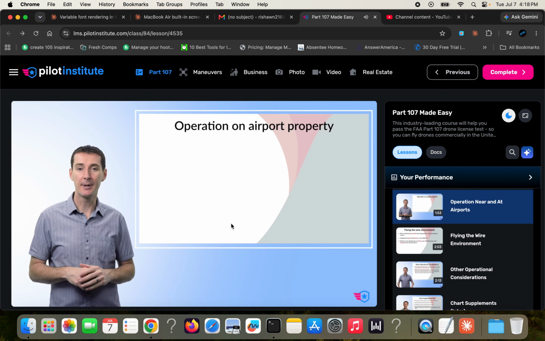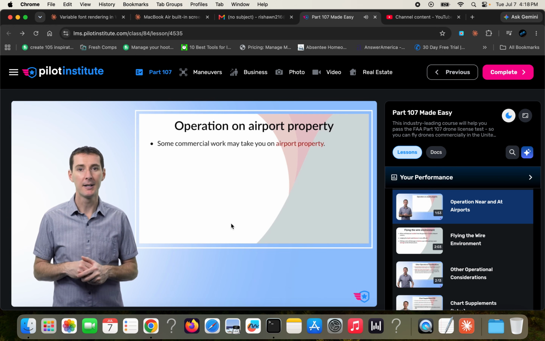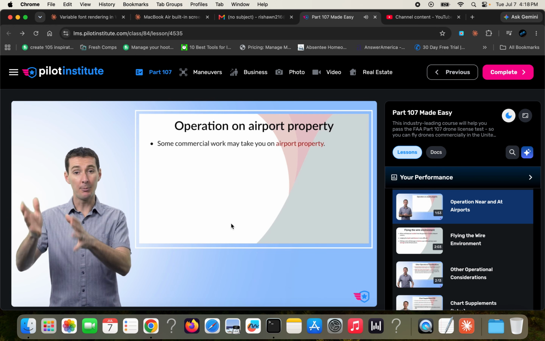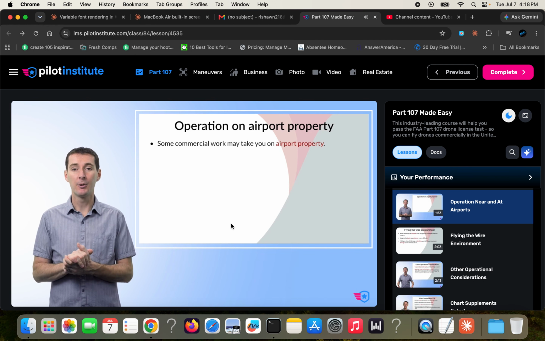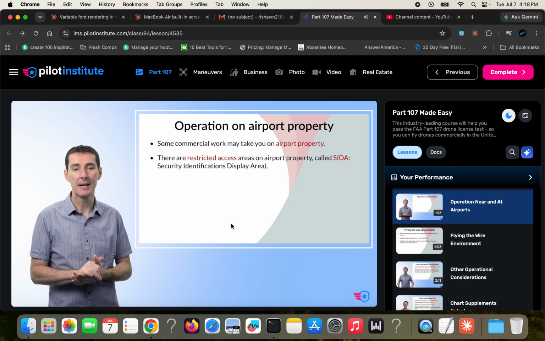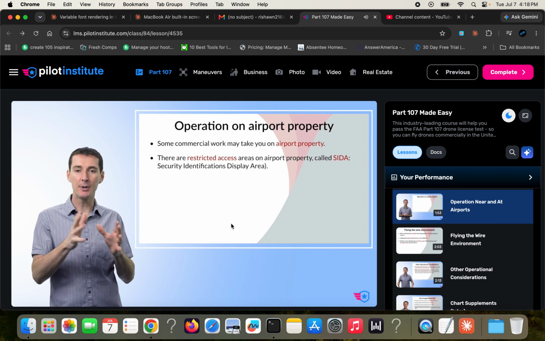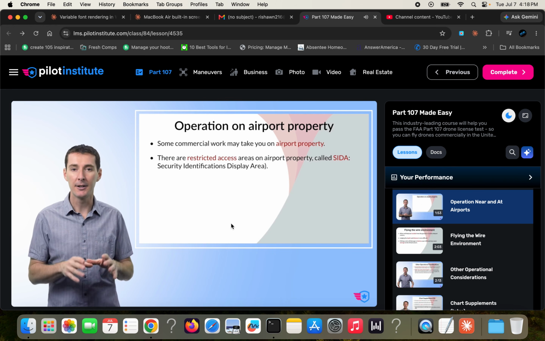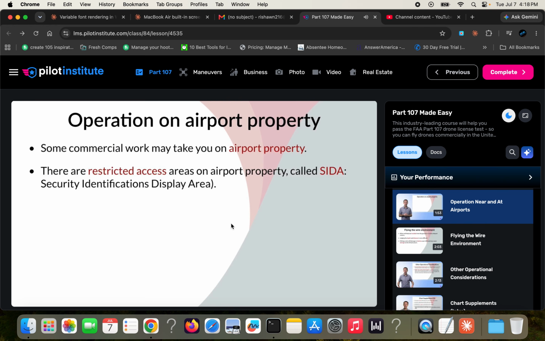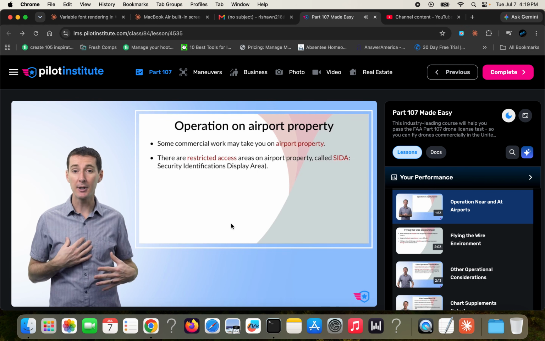Another note is about operating on airport property. In some commercial operations, you may have a job where you have to go on the airport property. If that's the case, you have to be aware of certain restricted areas, not necessarily restricted to fly, though I'm sure there will be some of those, but restricted to actually walk, to be on airport property. These areas are called SIDA, the security identification display area. This means that you need to have a badge.